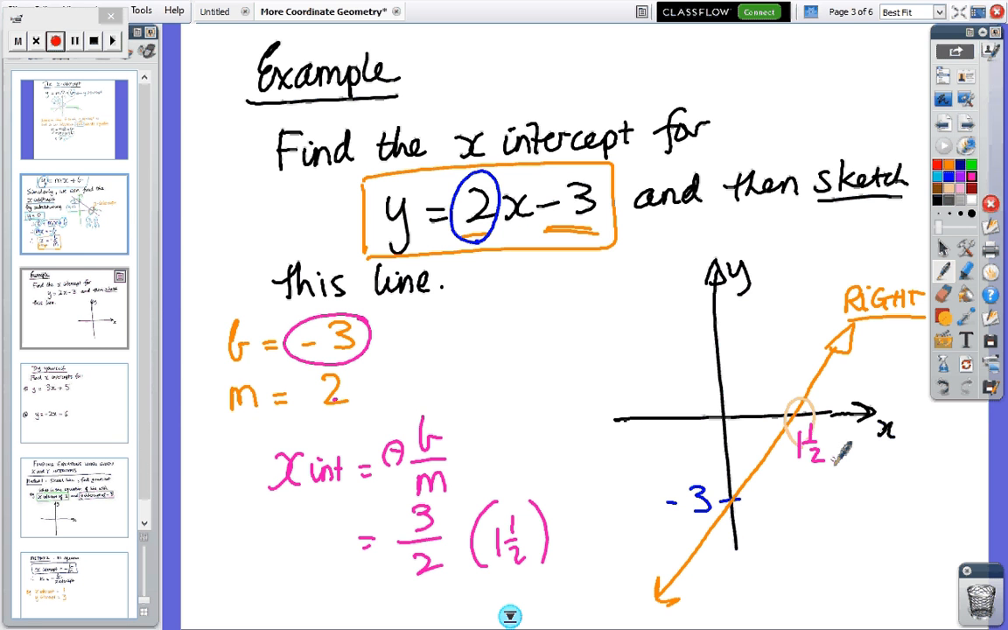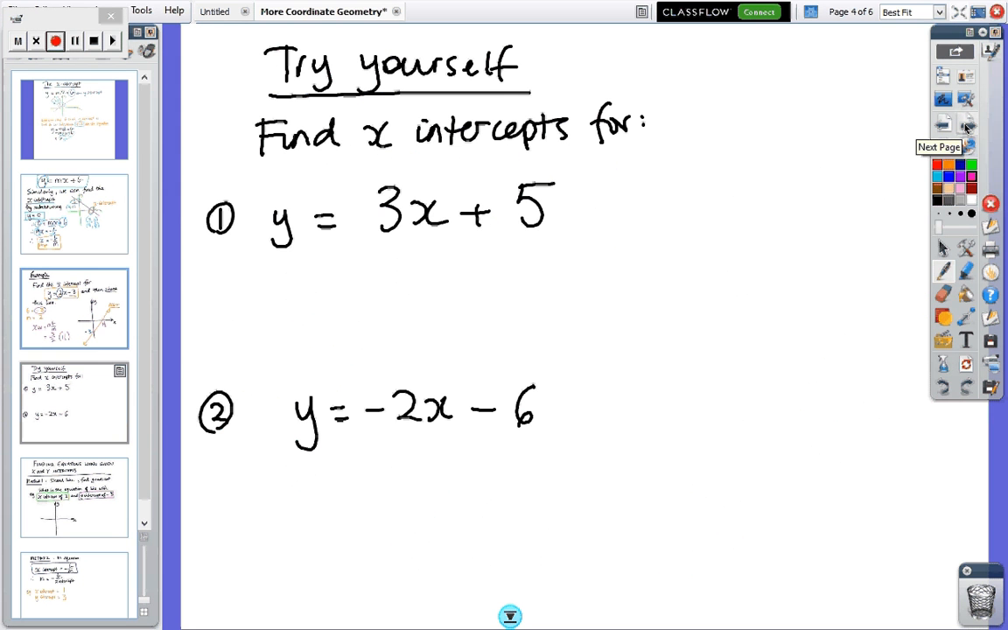So copy that down, and there are some practice questions for you to do on the next page. What I want you to try is these yourselves. Find the b value, the m value, and then you can find the x-intercept. So pause and then have a go and come back when you're ready.